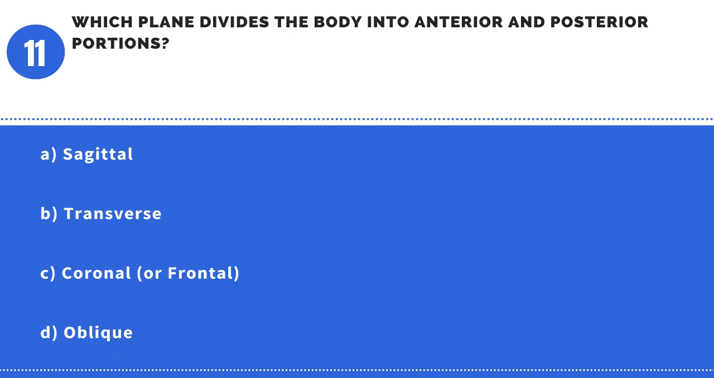Question 11. Which plane divides the body into anterior and posterior portions? A. Sagittal. B. Transverse. C. Coronal or frontal. D. Oblique.